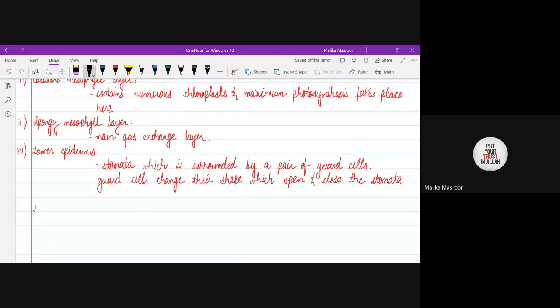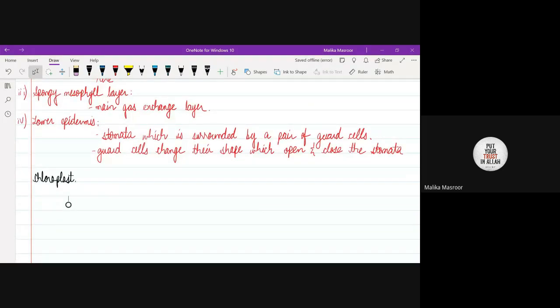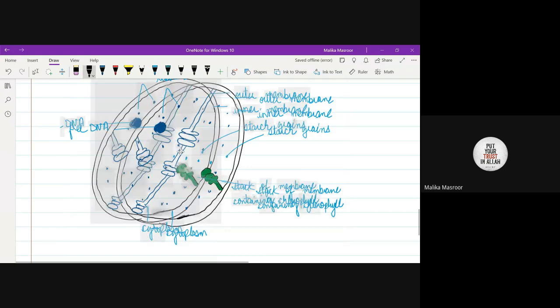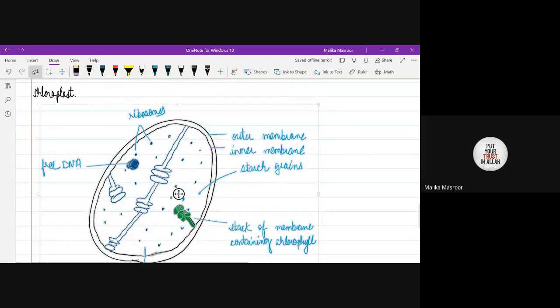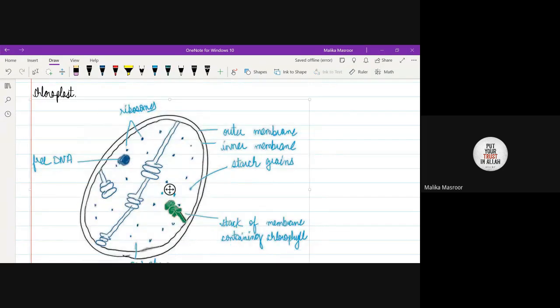Okay, now if I talk about your chloroplast, this is what it looks like. So these were the starch grains you were talking about, right? Very minute quantities of starch grains are in your chloroplast.